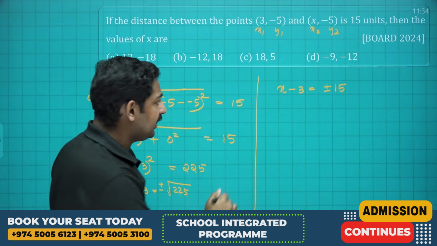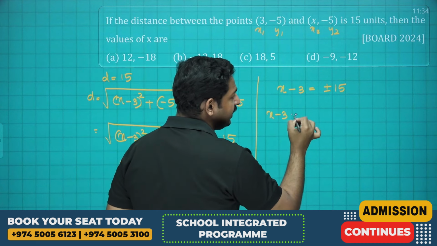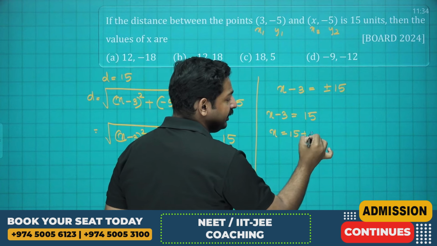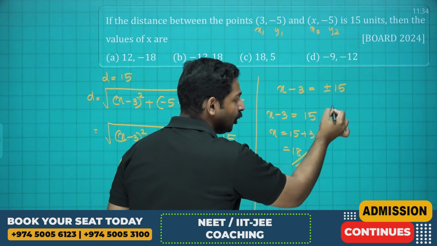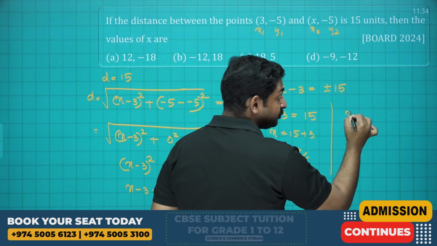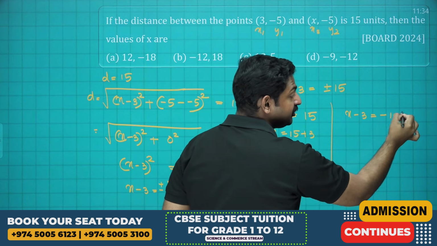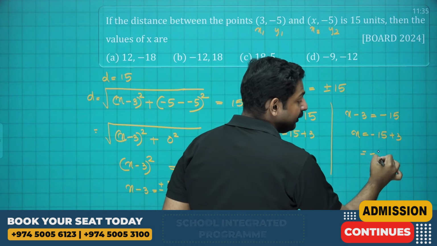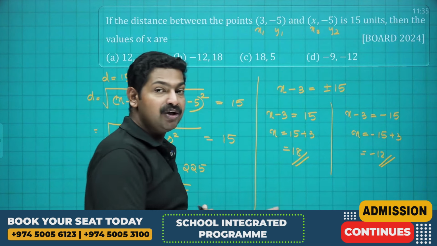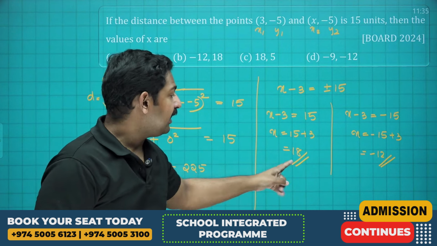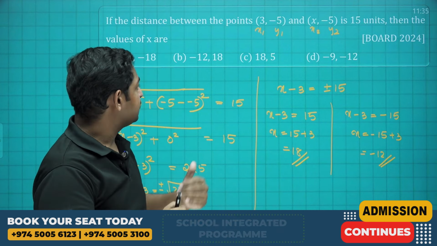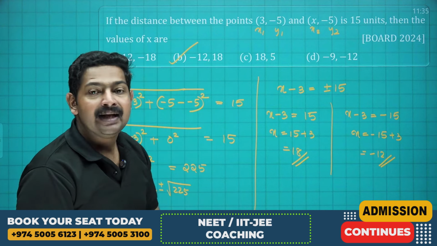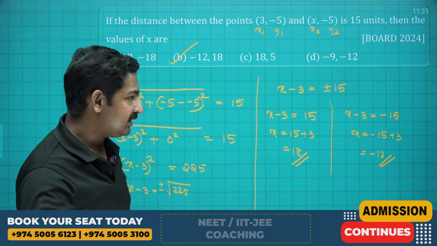So two cases are there. x minus 3 is equal to 15, so x is equal to 15 plus 3, the value is 18. Or x minus 3 is equal to minus 15, so x is equal to minus 15 plus 3, and you get minus 12. So what are the values we got? x equal to minus 12 and x equal to 18. So which is the correct option? Option B is the correct answer, minus 12 and 18. Okay, so that's it.